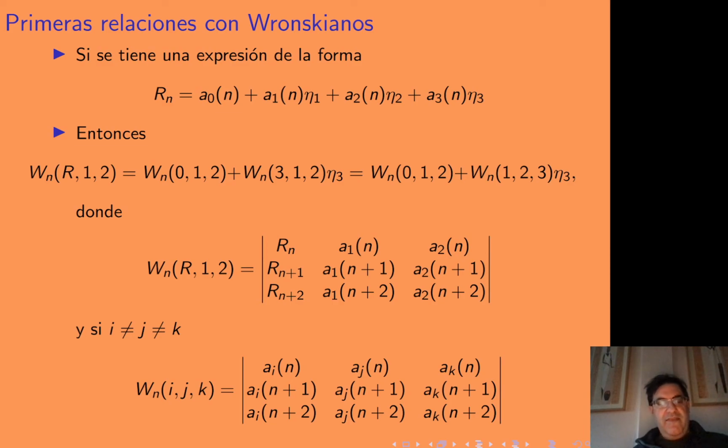Okay, so here is what you expect. The Wronskian of three numbers is just AI, AJ, and AK, right? With n plus 1, n plus 2. And this is standard, right?